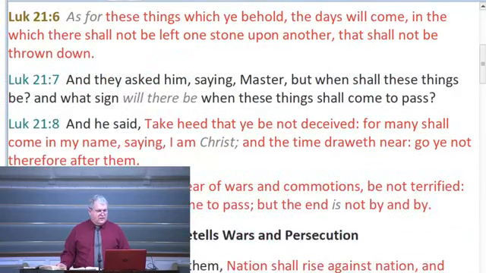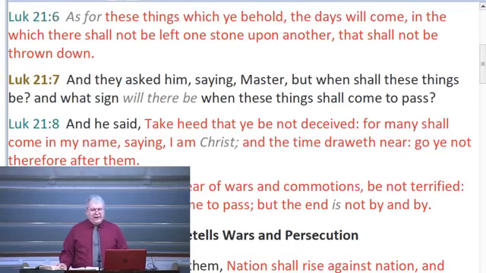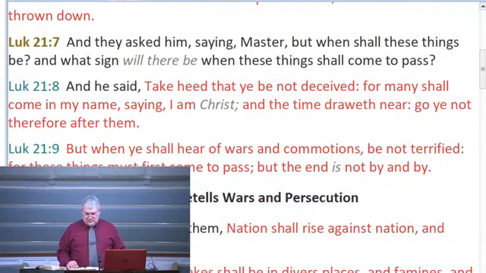They asked him, saying, Master, when shall these things be? What sign will there be when these things shall come? What sign? They asked him 2 questions. When? What sign? They're like us. We want it. When, Lord, when are you going to come back? When? Can't we know when?